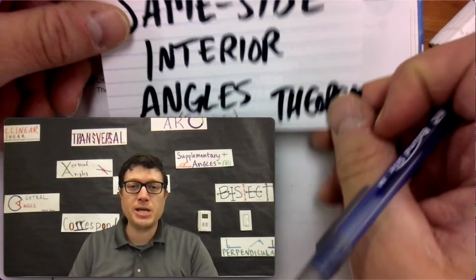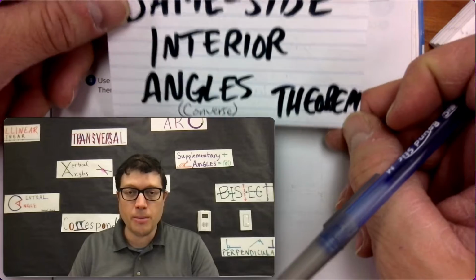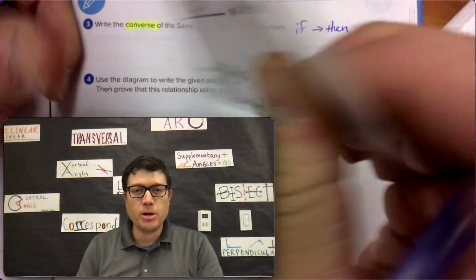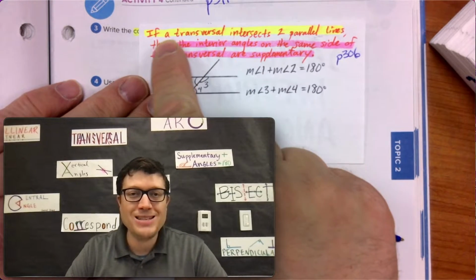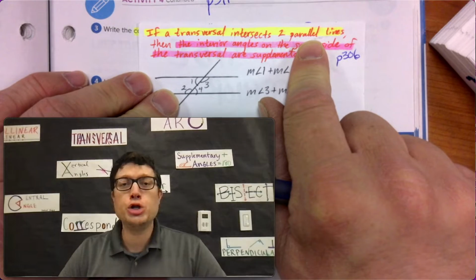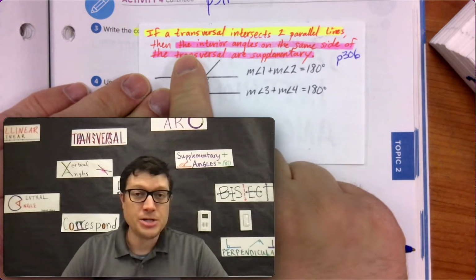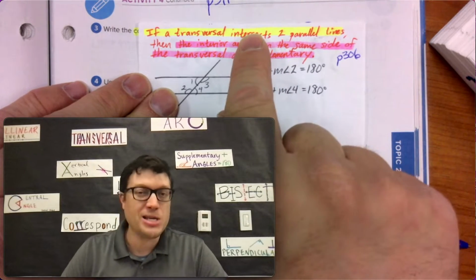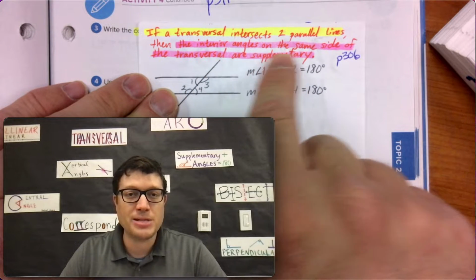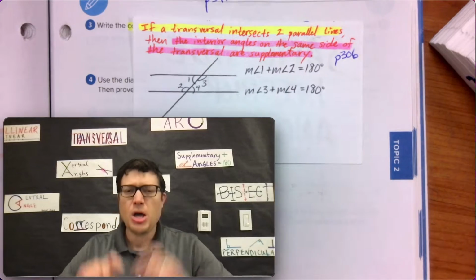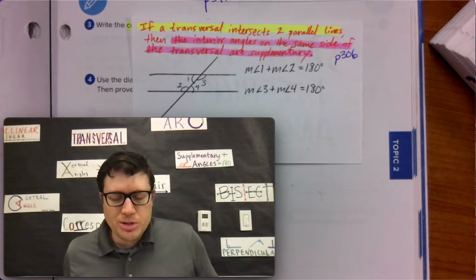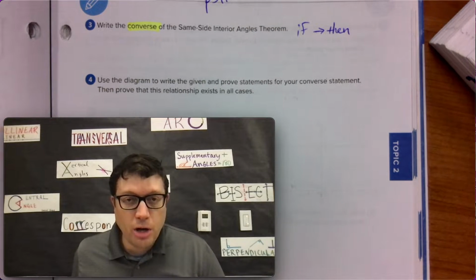Well, if you have your same side interior angles theorem card, we're going to talk about the converse. And by talking about converse, we really mean we're going to take what was the if statement: if a transversal intersects two parallel lines, and the conclusion, so yellow is hypothesis and pink is conclusion, then the interior angles on the same side of the transversal are supplementary. We're going to switch that around. We're going to make pink go first and yellow go second, because that's the converse.